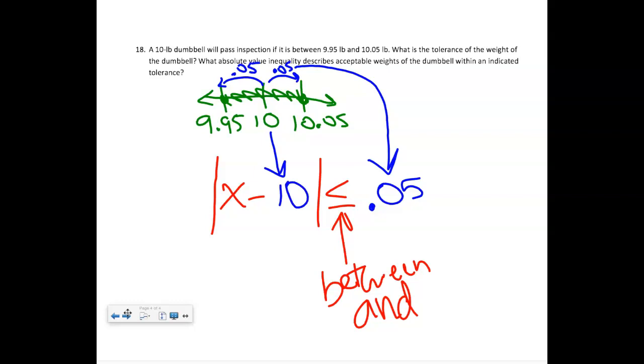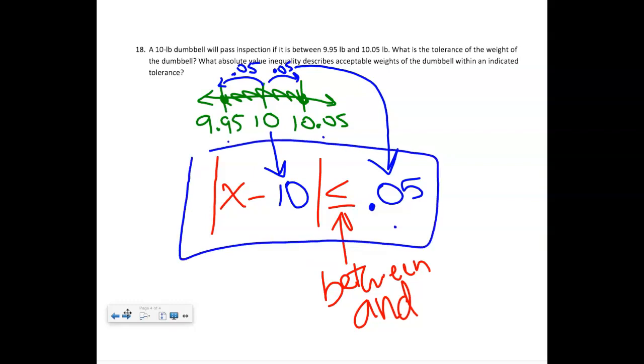Okay. If you need to do a quick check, if I added 10 to 0.05, yes, I get this. If I took 10 and I subtracted 0.05, yes, I'd get this. Okay, so this is our answer. So you're really just trying to fill out what would go in these two blanks.